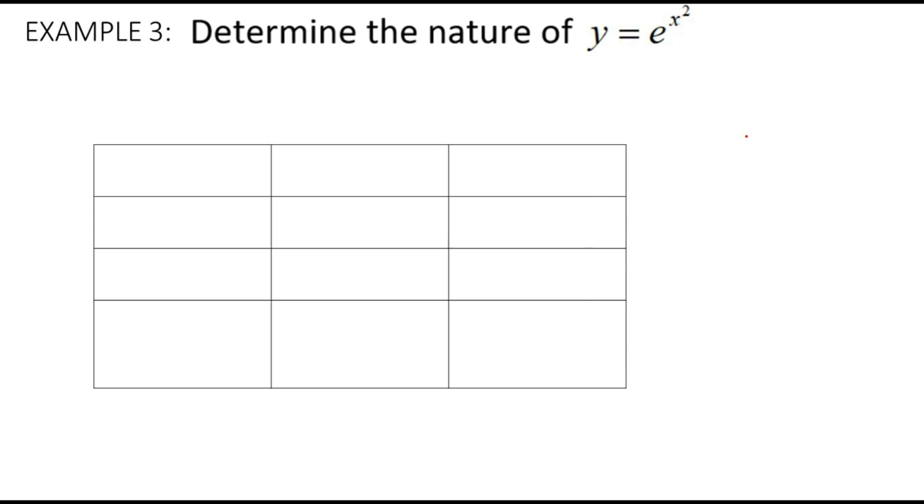Let's proceed with example 3. Determine the nature of y equal to e to the power of x squared. When it comes to nature, we have to identify whether our function has a maximum point or minimum point. So, based on our 5 main steps, step number 1, we have to differentiate our y equation.